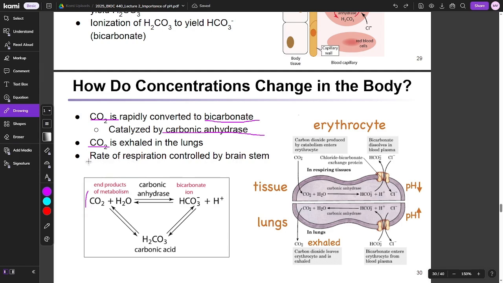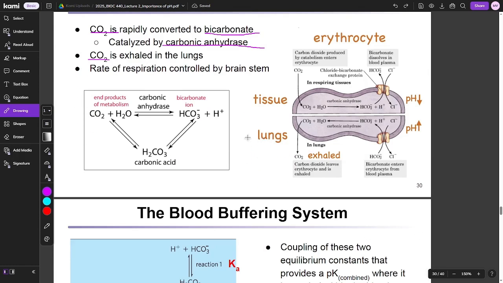Rate of respiration is controlled by the brainstem. Yep, that's what we just talked about. If you increase the respiration rate, you decrease CO2, so this shifts to that side. If you hold your breath, on the other hand, you'd actually increase this, and you would end up increasing H plus, which is why you're forced to start breathing again, because you actually sense this buildup of H plus through chemoreceptors. So it's a really cool system.